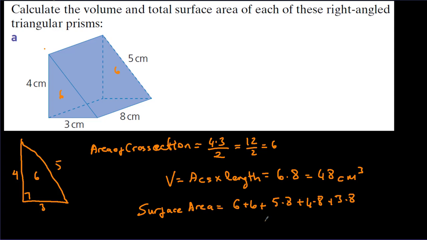which is equal to 12 plus 40 plus 32 plus 24. If we calculate them correctly, 12 plus 40 is equal to 52. 52 plus 32 is 84. 84 plus 24 is 108. It's going to be 108 centimeter square.